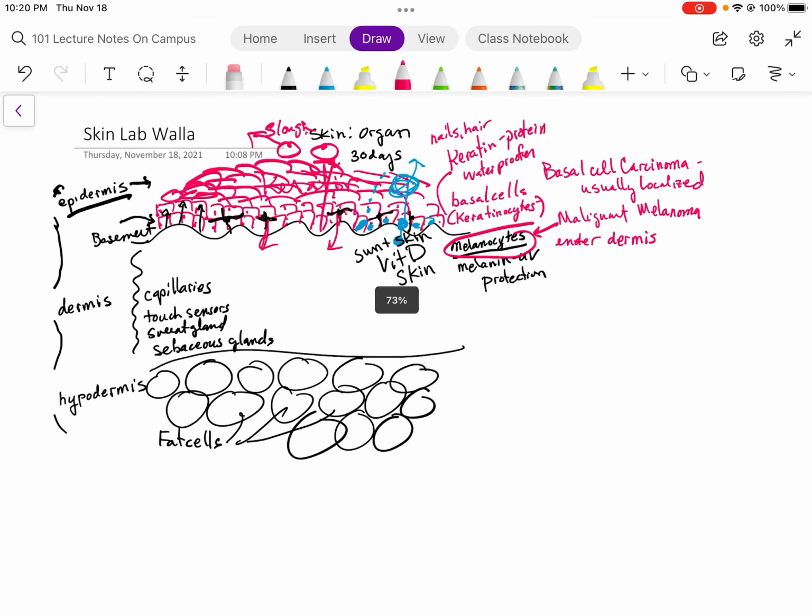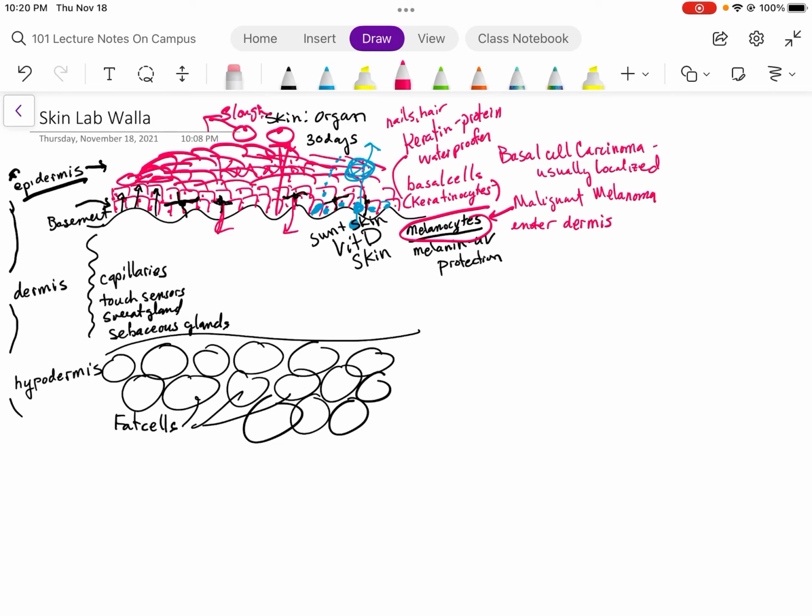Let's go take a look at the dermal area. The dermal area does have things like capillaries, which I'm not even going to try to draw. It's got these touch sensors down here, which I'm not going to draw either. But it's got two other kinds of glands, and one of them is sebaceous glands. And I'm just going to draw a sebaceous gland.